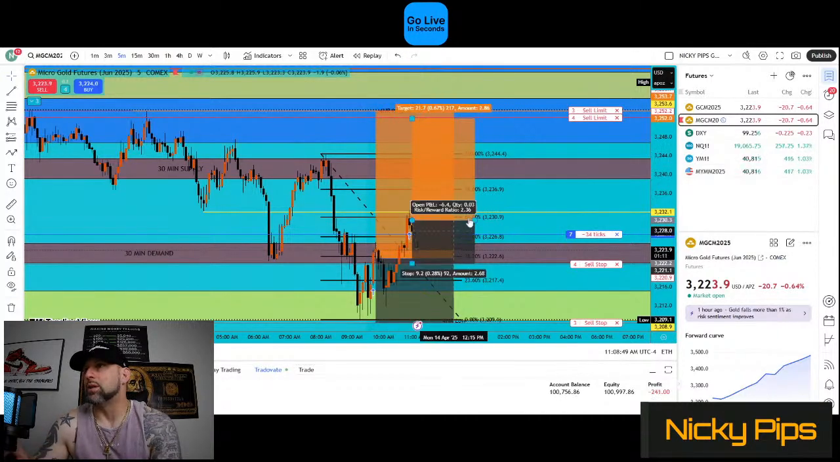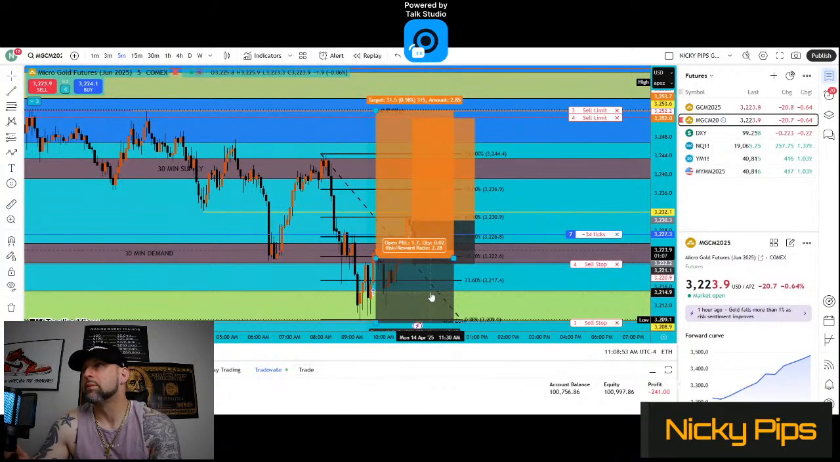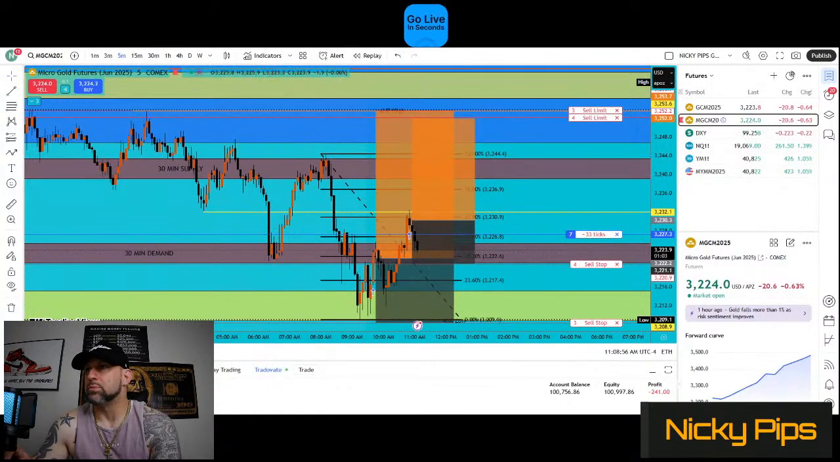Because my stop loss for my second entry is at 32.20. So it's right below that previous support. So hopefully it'll respect it. But it's not looking that way.